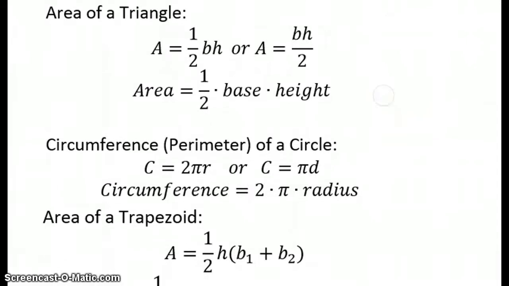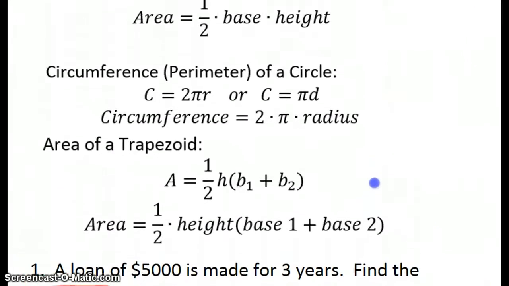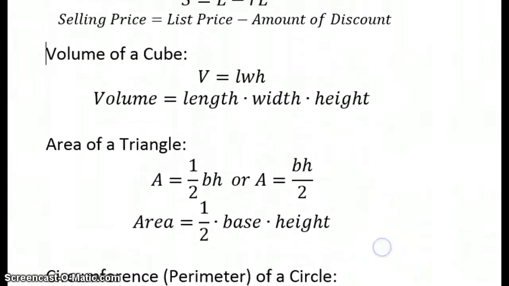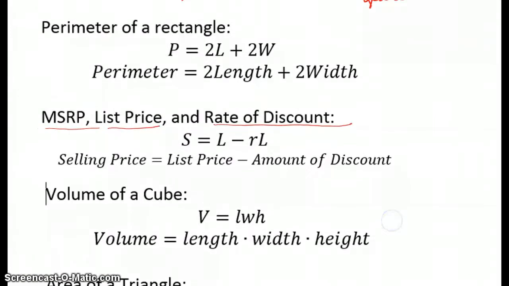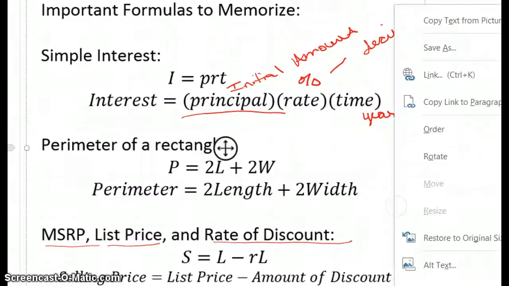Circumference or perimeter of the circle. Area of a trapezoid. Okay, so you can pause at any point if you need to write these in your notes. And remember, you can have a note card for these. So I don't expect you to memorize these. I do need you to know that rate has to be percent, but you can write that on your note card as well. You can write anything about these formulas you want. You just can't put any equations to solve on your note card. Go through these one more time.